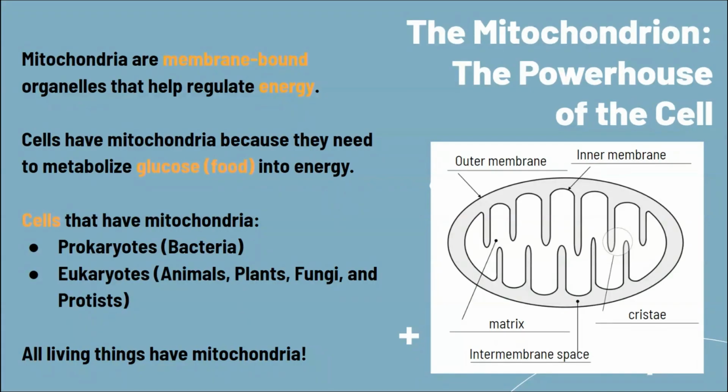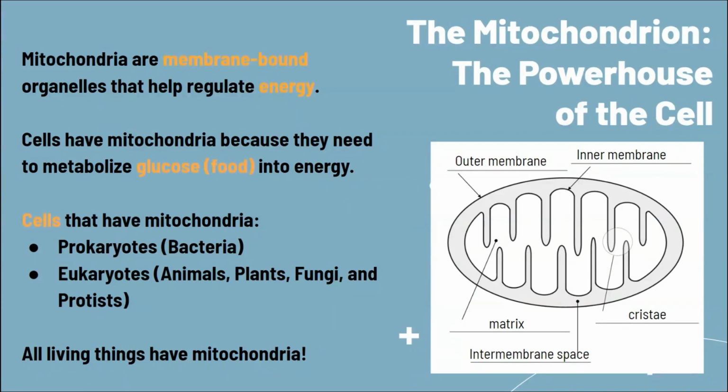Now, the mitochondrion, powerhouse of the cell. Mitochondrion is for one, and mitochondria is for many, but we usually just say mitochondria. Mitochondria are membrane-bound organelles that help regulate energy. These cells have mitochondria because they need to metabolize glucose or food into energy. Cells that have mitochondria are the prokaryotes, eubacteria, archaebacteria, and all the eukaryotes. In other words, all living things, all cells have mitochondria because all cells do cellular respiration.